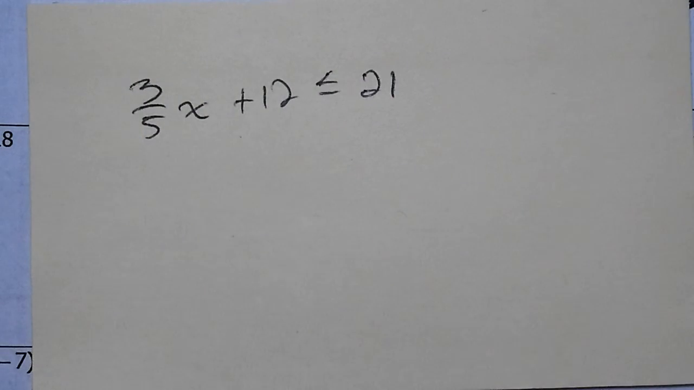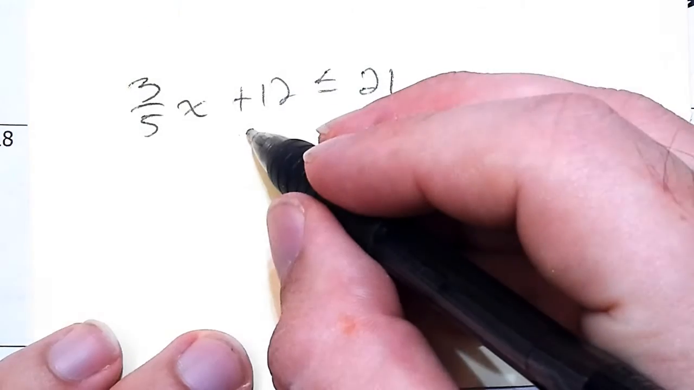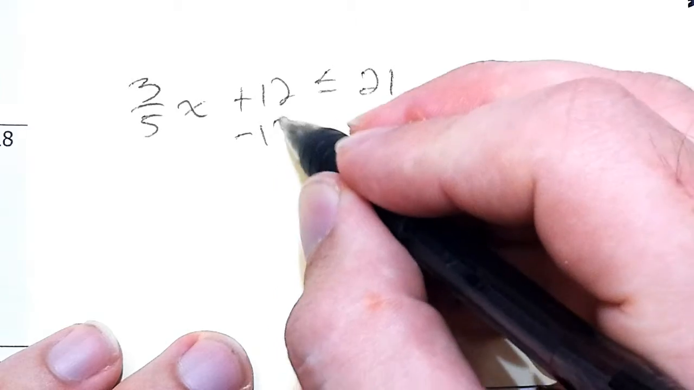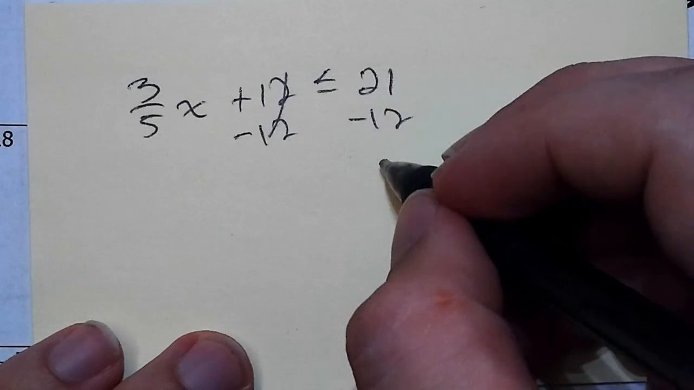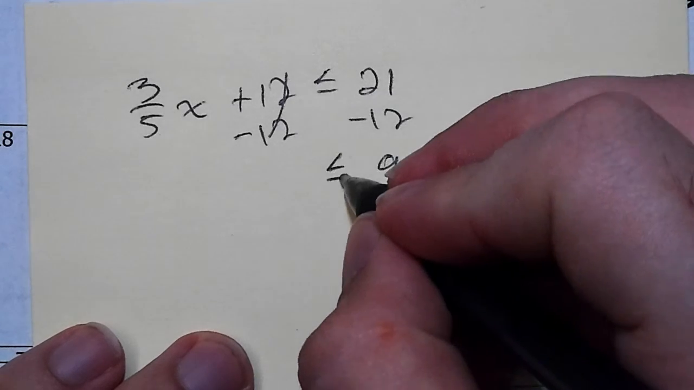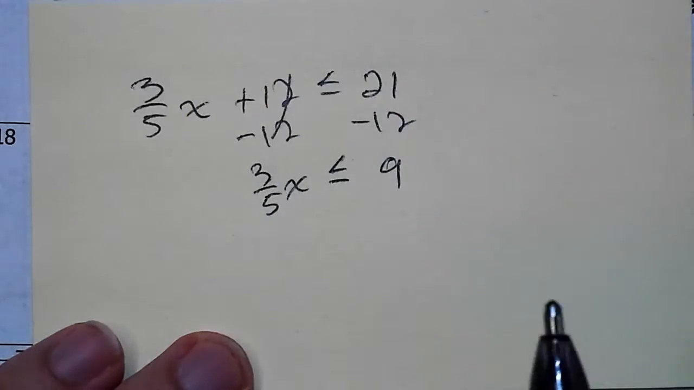So now we go to move our numbers to one side. So I'm going to move my numbers away from that x. The opposite of plus 12 is minus 12. Those cancel. 21 minus 12 is 9. So now I've got 3/5 x is less than or equal to 9.